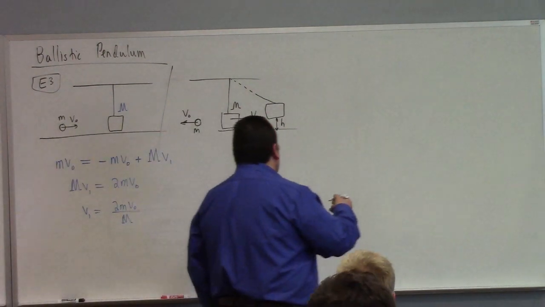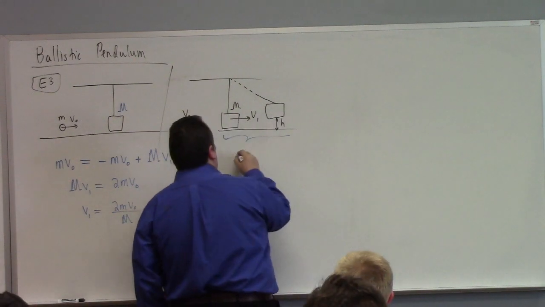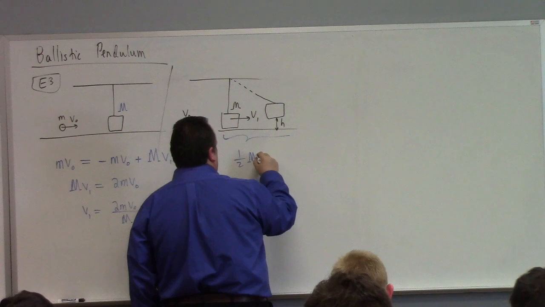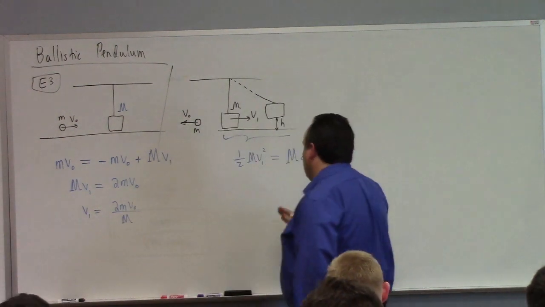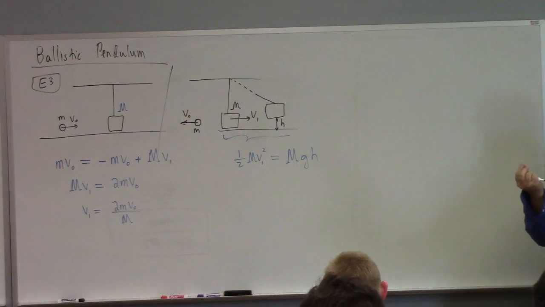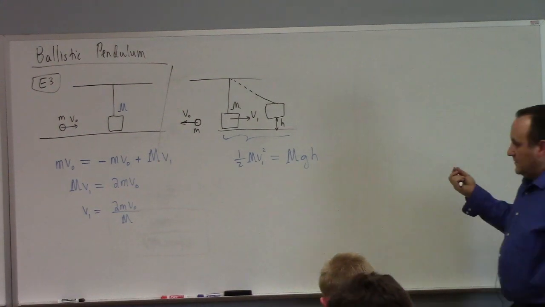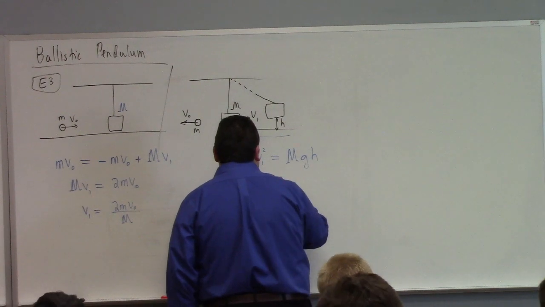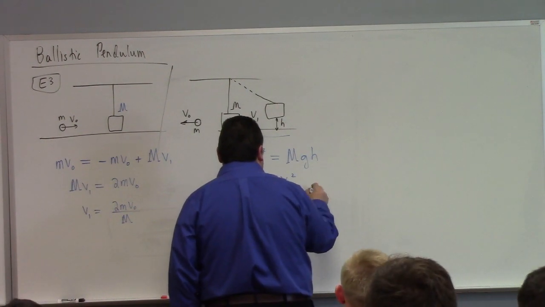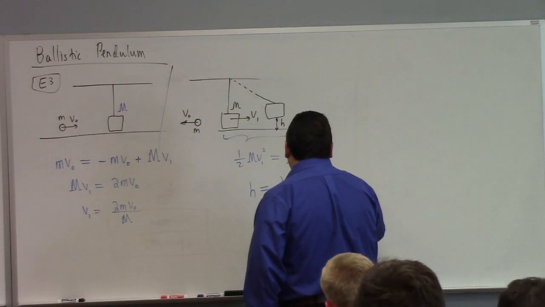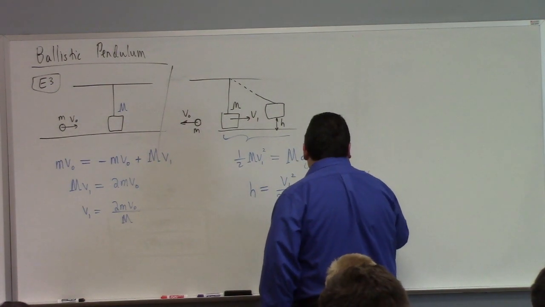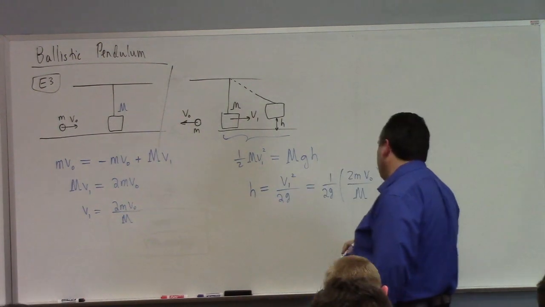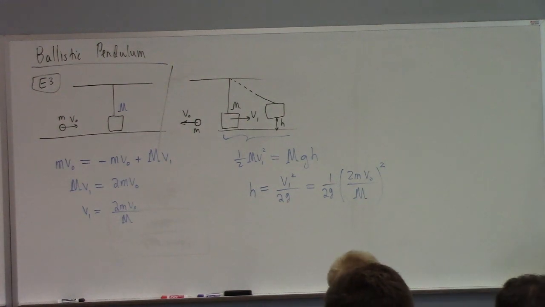And then to find the height, this time, I'm going to set 1/2 big M V1 squared equal to big M GH. I don't do M plus M because the bullet is not stuck to the pendulum in this example, right? So it's just the mass of the pendulum swinging upward. And so the m's cancel and we get h is v1 squared over 2g. Well, I guess that's always true. That's funny. I'm easily amused. Don't judge me. So h is 1 over 2g times (2m v0 over big M) squared. And so there you go. That would be the answer in that situation.